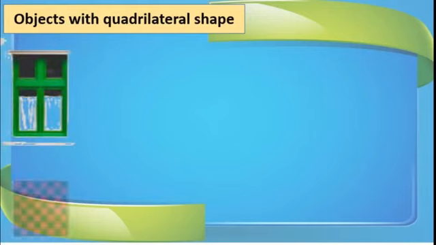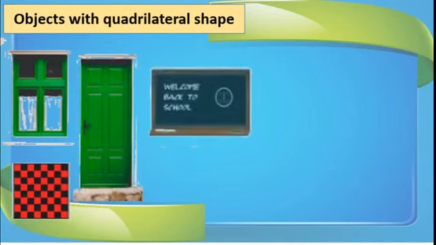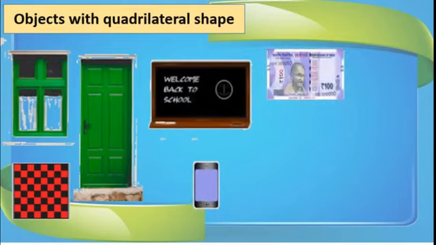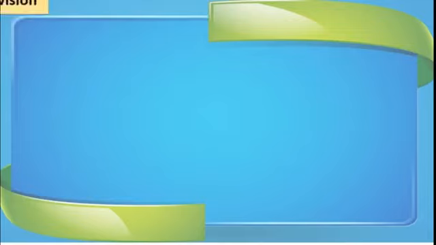See this: window, chessboard, door, blackboard, mobile phone, currency note of rupees 100, tabletop, kite and the monitor of the computer. Yes, so many objects of this shape we see in our surroundings and in our house. Right? Now we will move to the next shape.